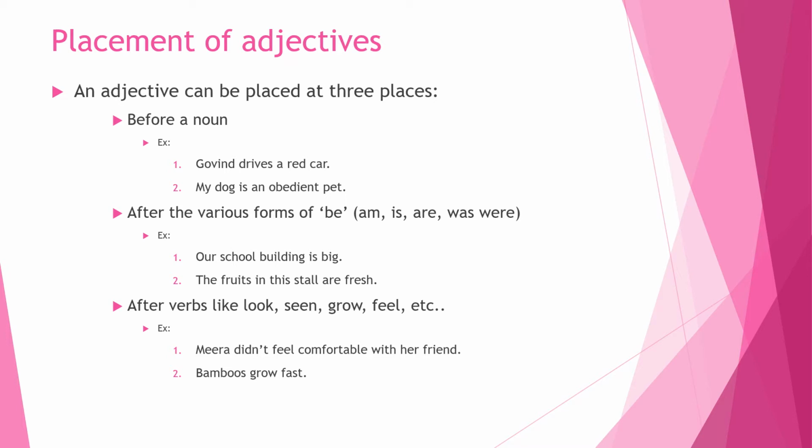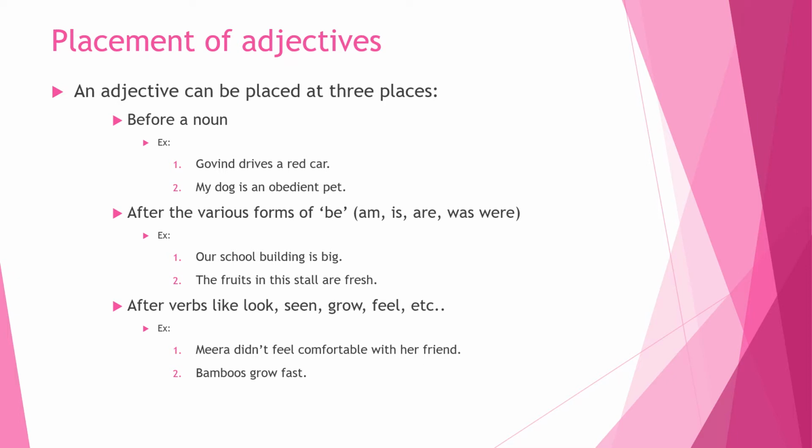Next, we place an adjective after the various forms of be. We all know what are the various forms of be. The various forms of be are am, is, are, was, were.